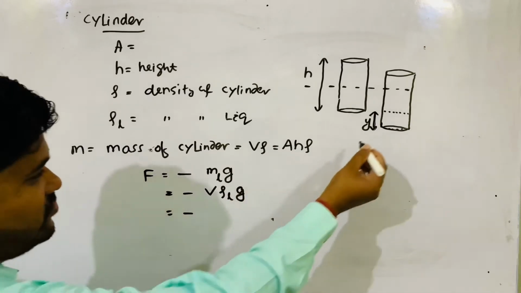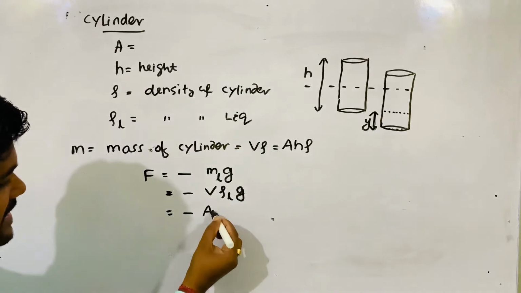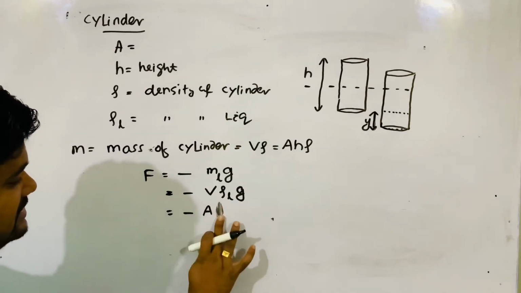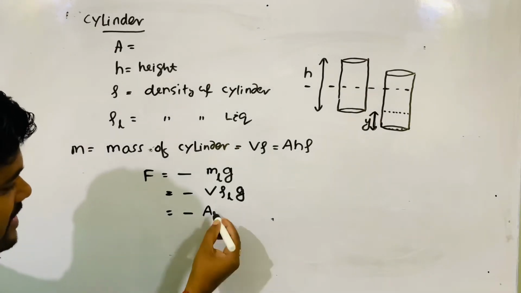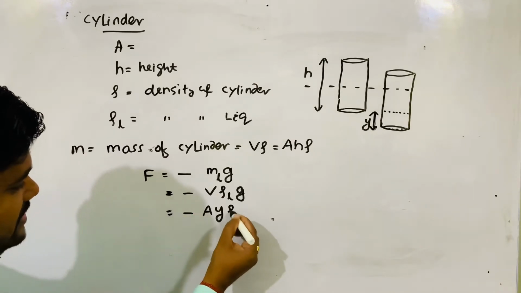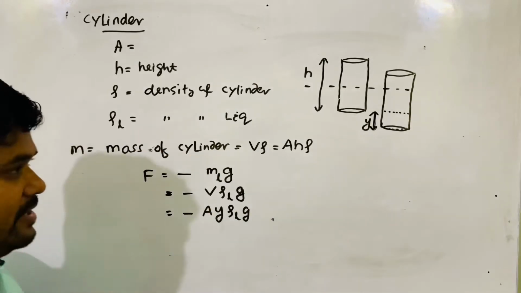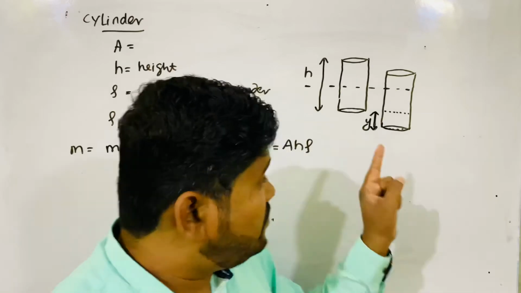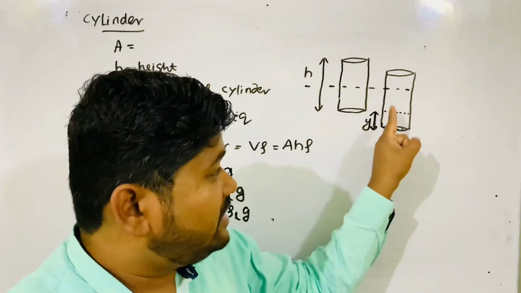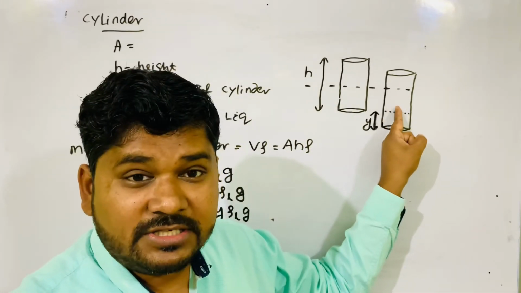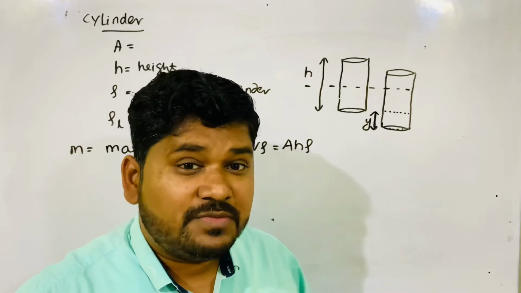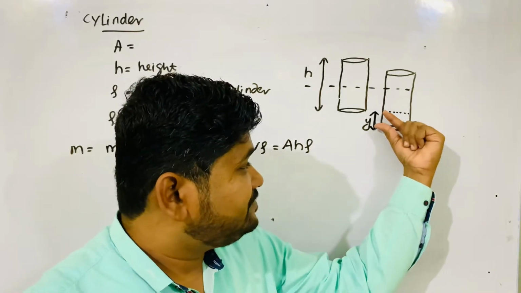How much volume extra? Extra is A into Y. Volume is A into Y, and the extra thrust is rho L g times that volume. Can you understand? Here weight equals thrust, but here thrust is more than weight. And how much more? This much more.